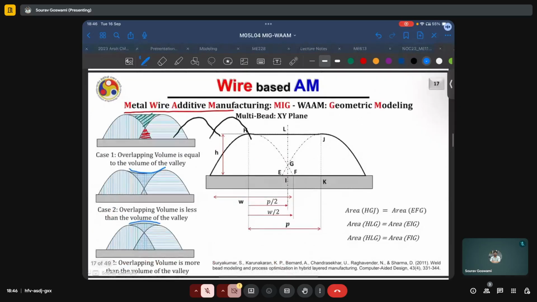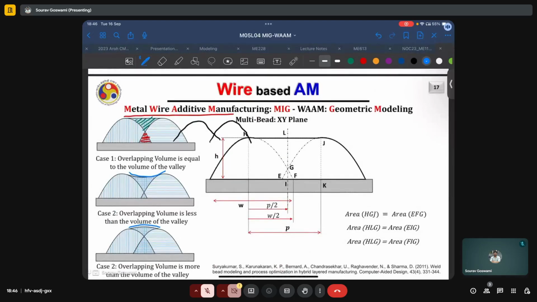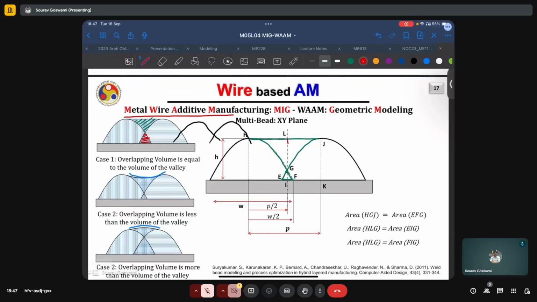And this is ascertained by equality of several areas. So for instance, area HGJ, which is this area right here, is equal to area EFG, which is our primary assertion. Area HLG, which is half of it, is equal to area EIG, which is half of this bottom area, and area HLG is equal to area FIG, as these are both equal.